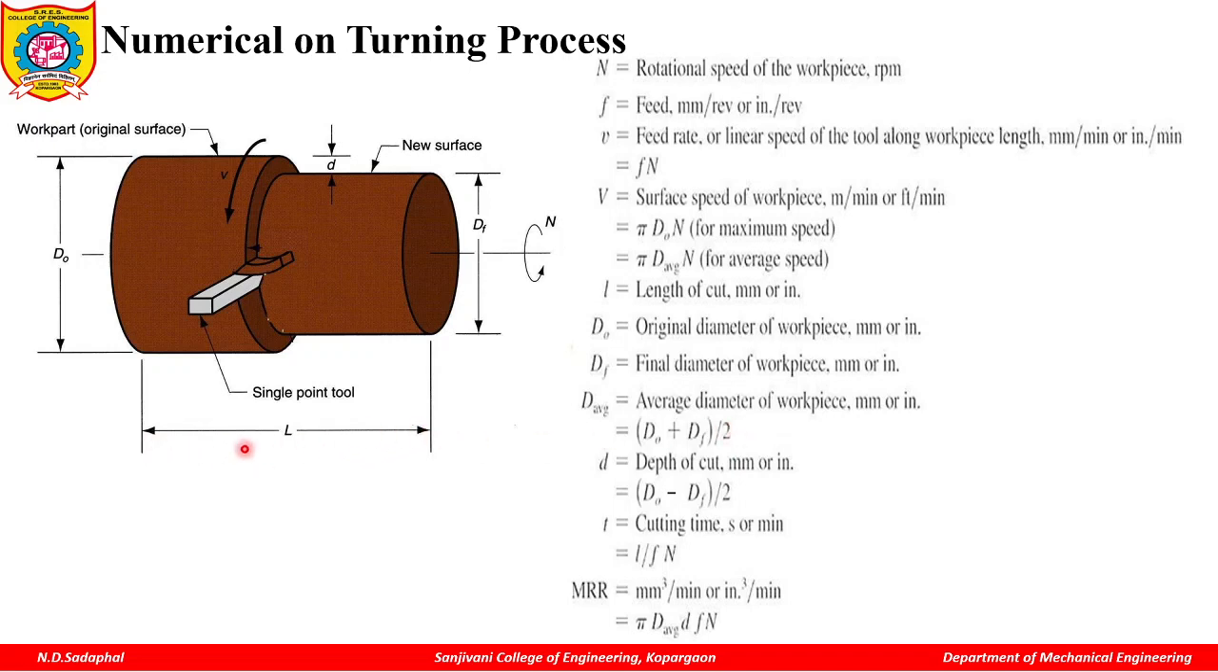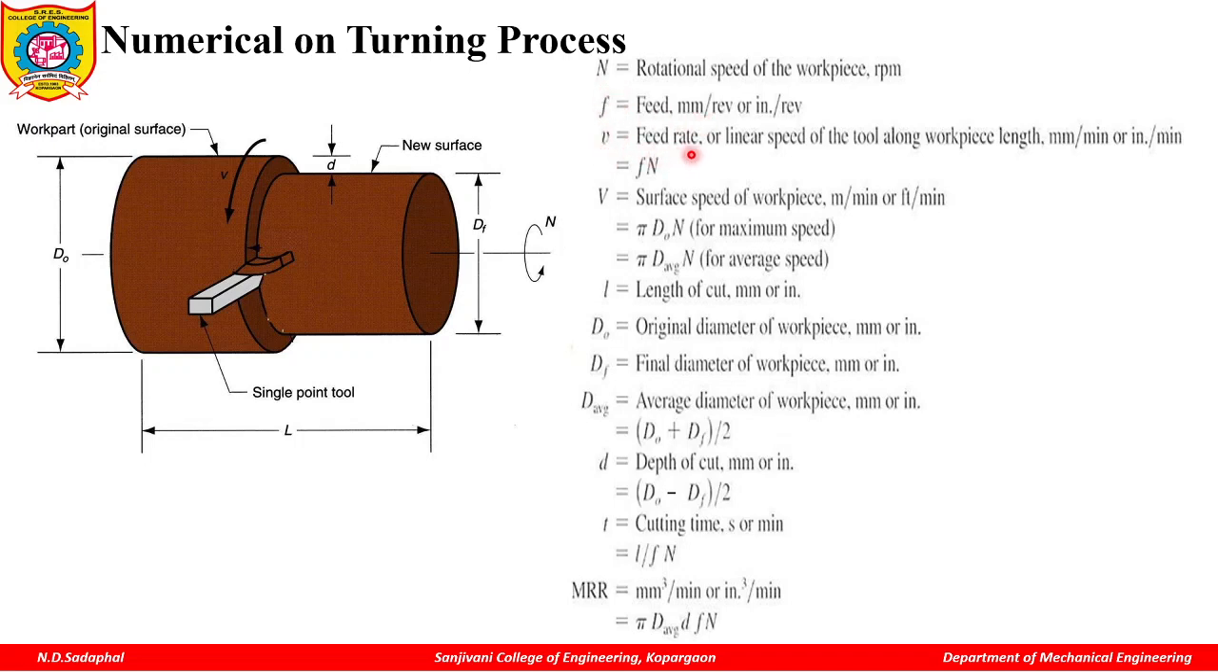Then capital L is the total length of workpiece which is to be machined on lathe machine. So capital N is the rotational speed of the workpiece, at what speed workpiece is rotating, in RPM. Small f, it is a feed. What is the feed? mm per revolution. For each revolution, how much mm feed is there for cutting tool, that we have to calculate. That is denoted by small f.